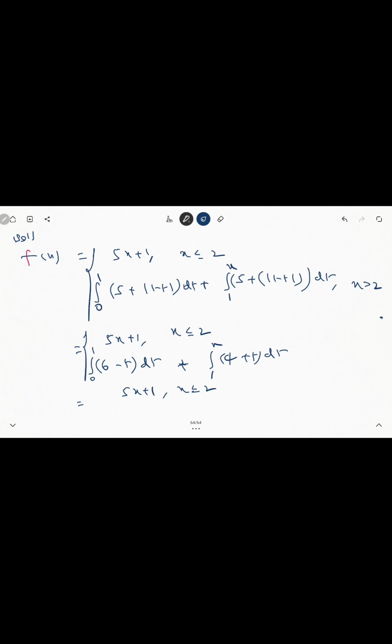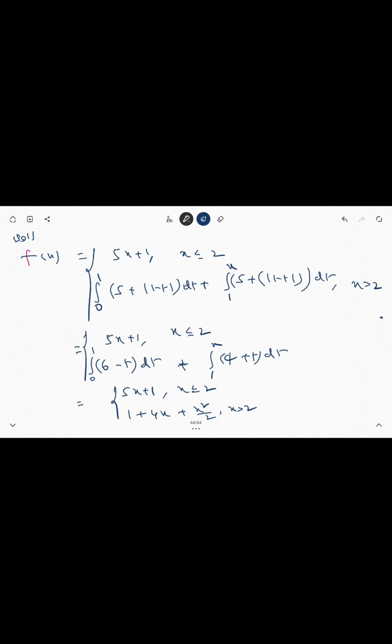So now onwards you can integrate it. Integrate this 6 minus t: 6t minus t square by 2, apply limits. Here 4t plus t square by 2, apply limits. So you are getting directly, I am writing because that is the main point, 1 plus 4x plus x square by 2, for x more than 2. Okay, it is a function.